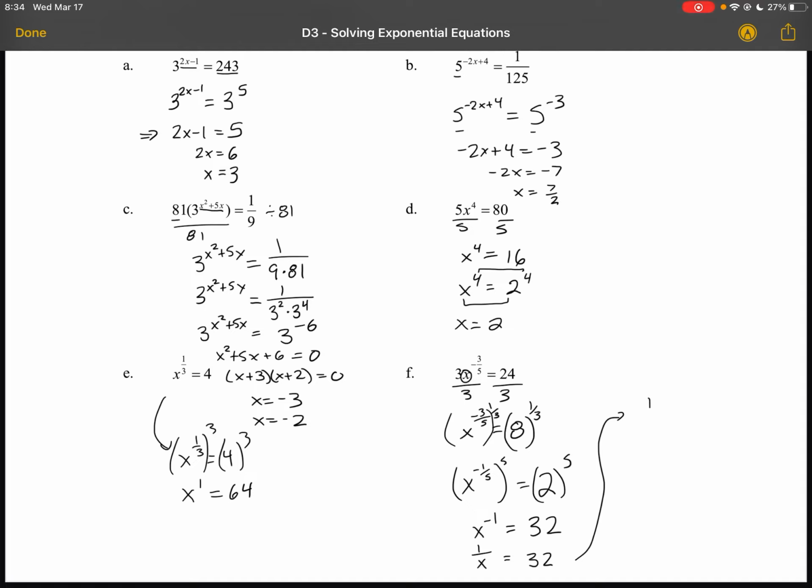Really what I'm going to do is end up multiplying both sides by x. So I'm multiplying both sides by x here, which is going to give me 1 equals 32x, which means that x has to equal 1 over 32. That's the only possible solution to that equation that will satisfy the left-hand side and the right-hand side.